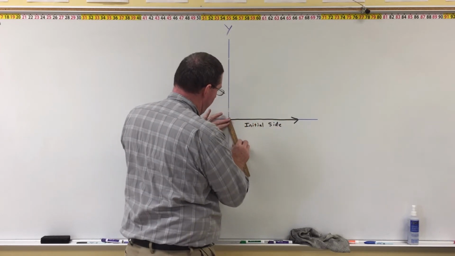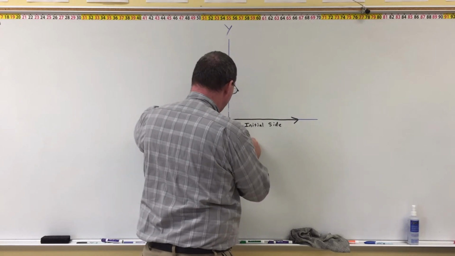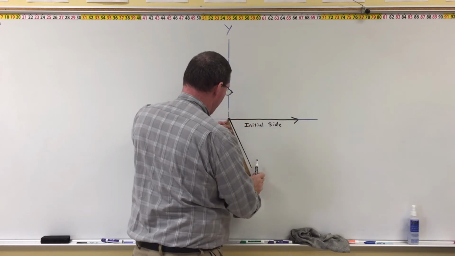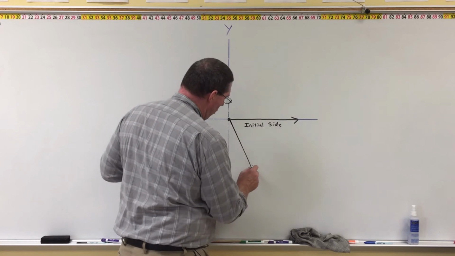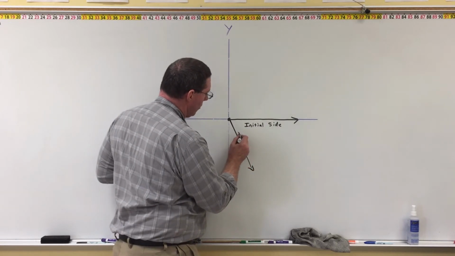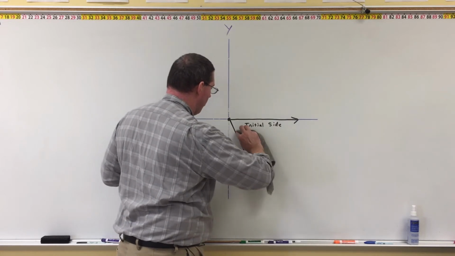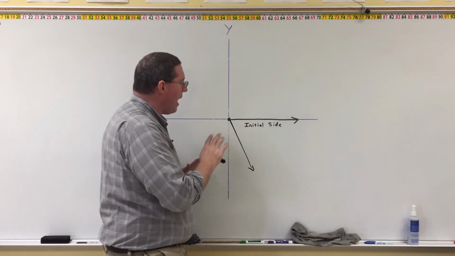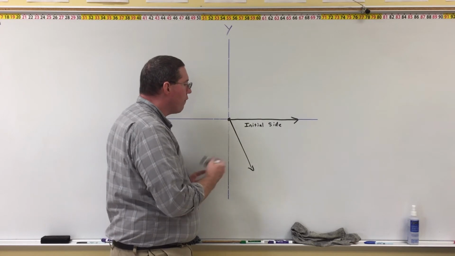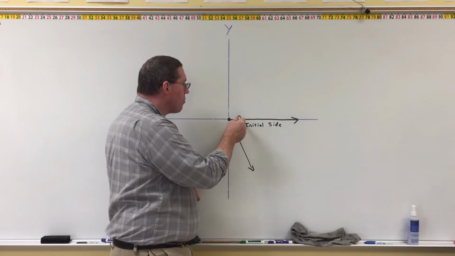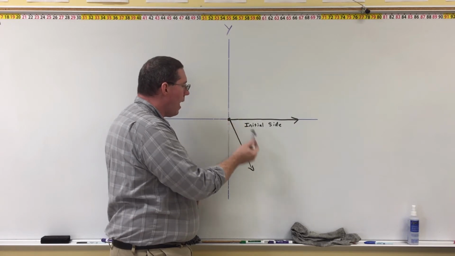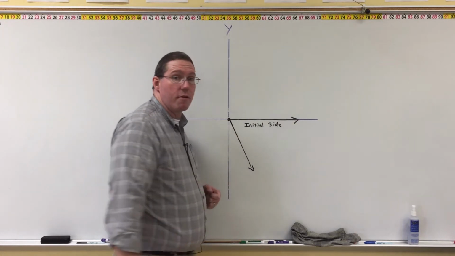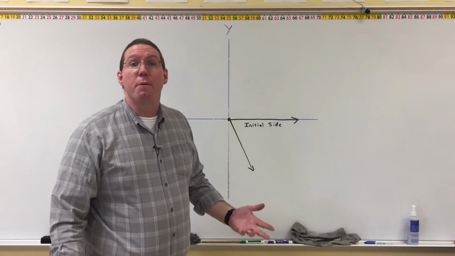So let's say that it comes down here and it stops right there, and this is our terminal side. There's a couple ways of looking at this. Just know that this is the terminal side, obviously, because it's not sitting on top of the x-axis. If you didn't have any other information and you just saw the picture, your first thought would probably be that the angle started here and opened up around here, and because it's in the fourth quadrant, it's somewhere between 270 degrees and 360 degrees. And you have a very good chance of being correct.